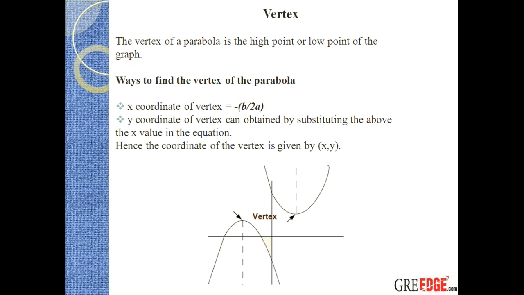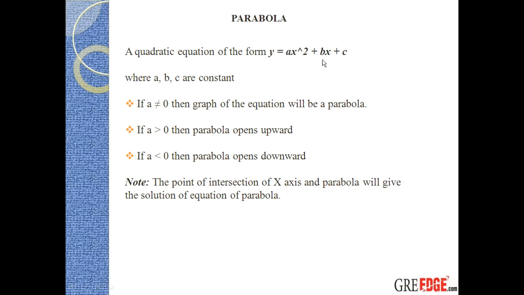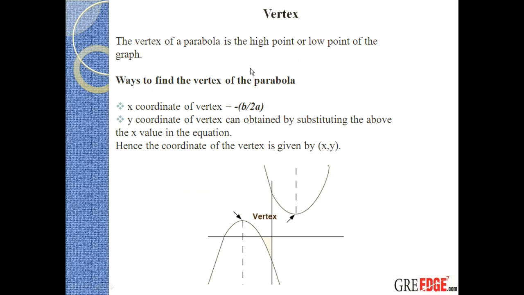Okay. So now how to find the y coordinate of the vertex? We have found the x coordinate of the vertex. Now how to find the y coordinate of the vertex? We have to just substitute it in the quadratic equation, y is equal to ax square plus bx plus c. So here if you substitute the x coordinate of the vertex for x, then you will get the value of y, and that would be the y coordinate of the vertex. Okay.